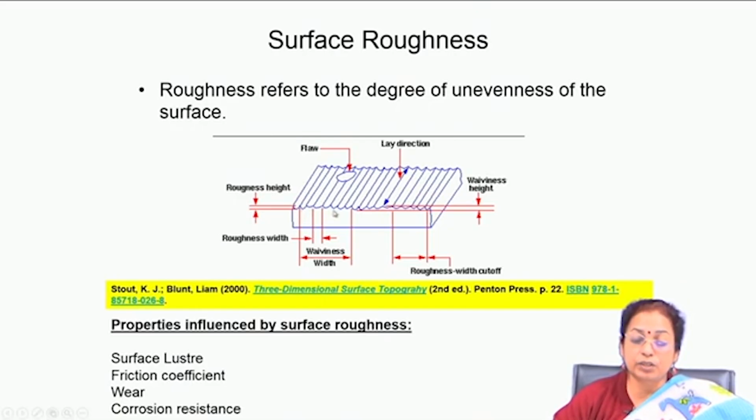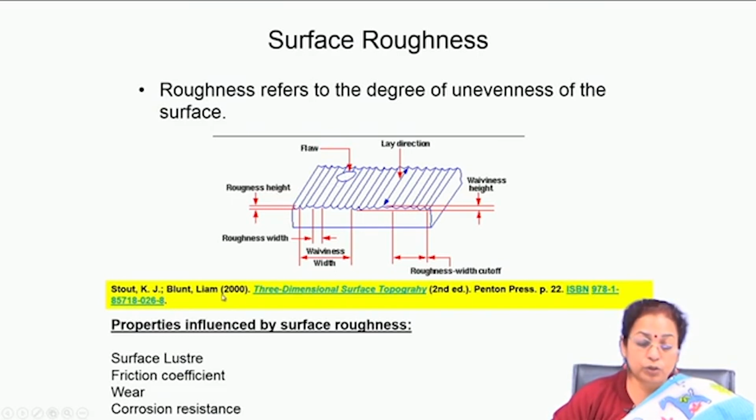And waviness is again the roughness of the material at a scale larger than the smallest scale. This is generated because of the different working operations. Where the surface loses its straightness, you call it waviness. Waviness width is again a kind of dimension where the waviness is observed, and the direction along which the roughness is generated is called lay, and there may be a lot of flaws on the surface because of different defects associated with processing.